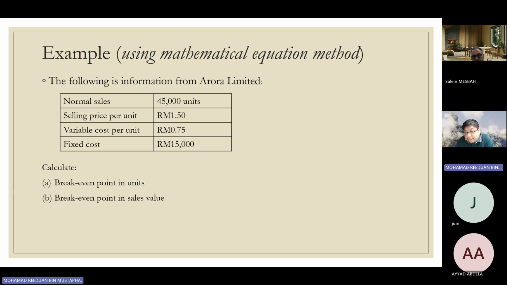Okay, this is the formula. Break-even point in units: the fixed cost needs to be divided by the contribution margin per unit. And why fixed cost? Because, if you look into this graph, it is the minimum cost that we need to cover.